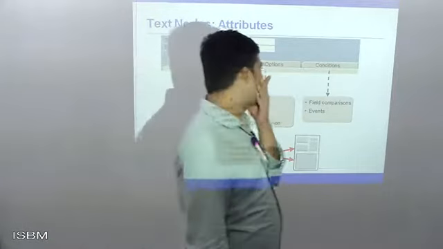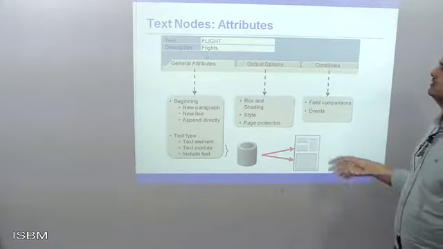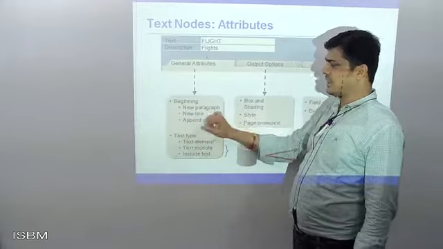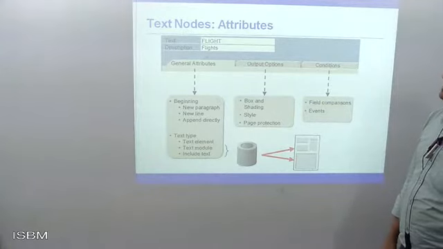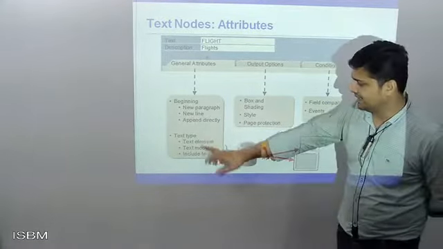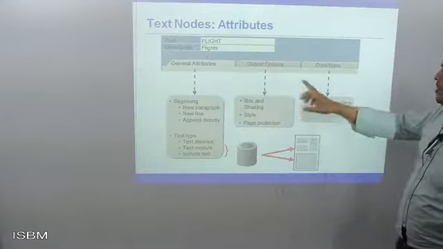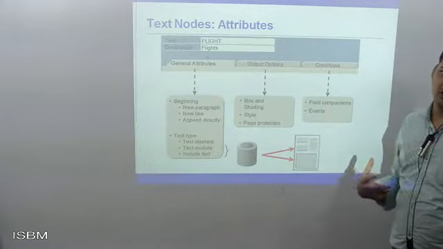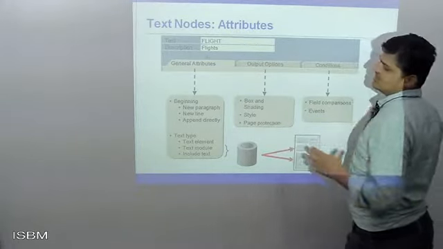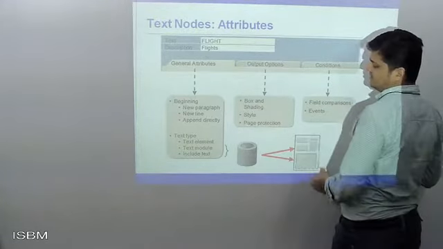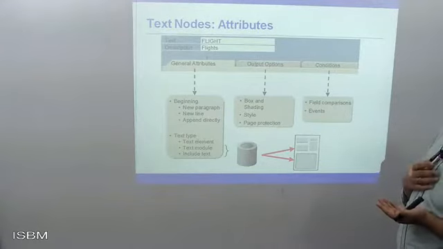Again we are running the flight, so we have a text. Again we have one attribute, text node, which is flight. There are general attributes: beginning, new paragraph, new line, append directly. This is the general attribute in the flight text or flight window over here. The text type is text element, text module, include text. These things are there. Then we have output options: box and shading, if you require a box, shading or some specific style. If you want page protection, you can also use it, in the sense it will complete your work in one page and will not go beyond one page.